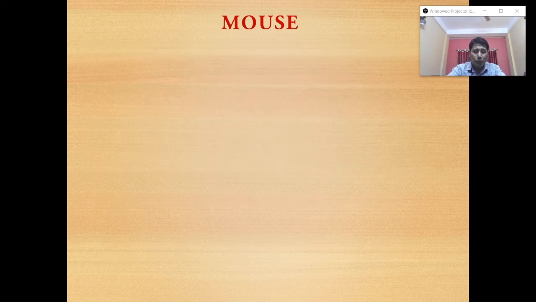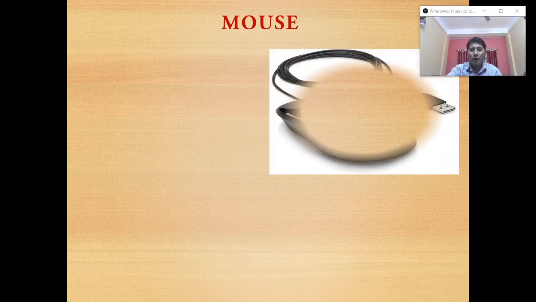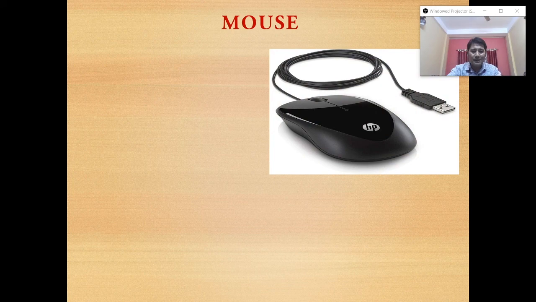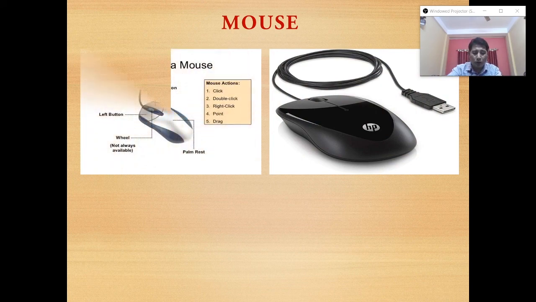Now let us move to the next slide, the mouse. The mouse is one of the commonly used input devices, and you have worked with the mouse basically while drawing in the Paint window. The mouse has 2 parts, the left button and the right button. Both these buttons have different functions, and there are 5 different mouse actions that we can do by using these 2 buttons.